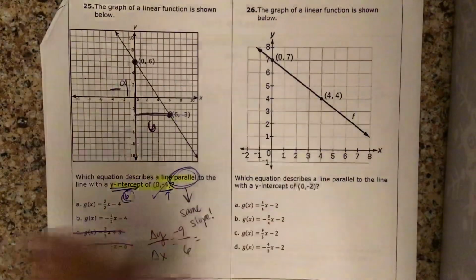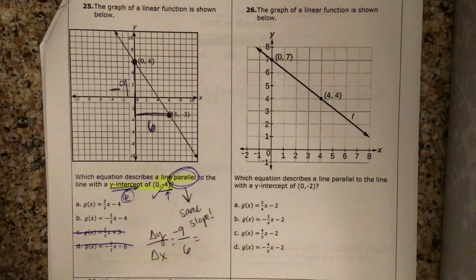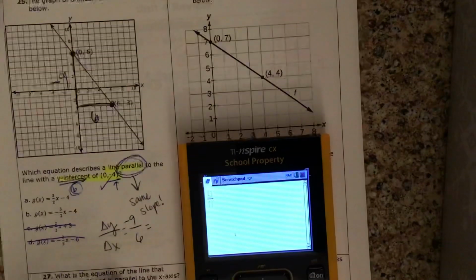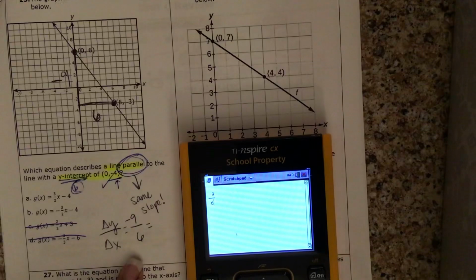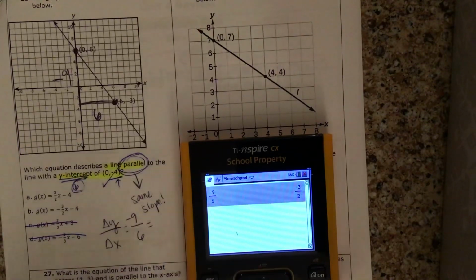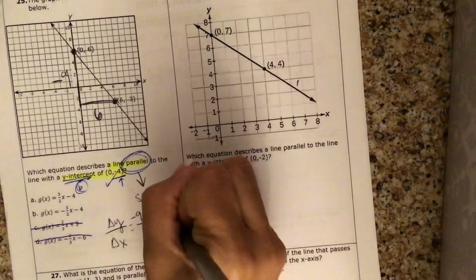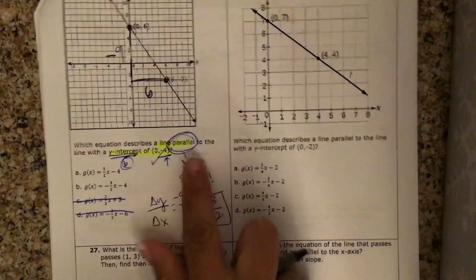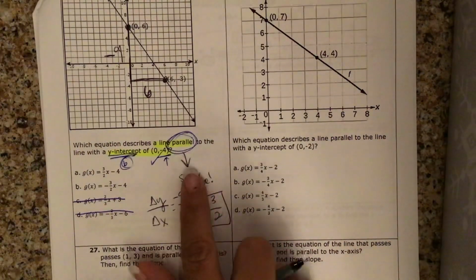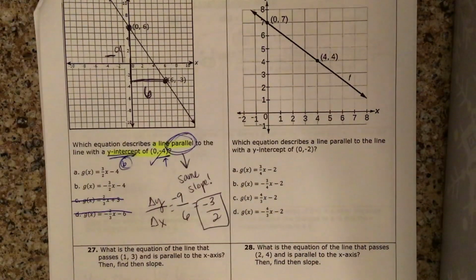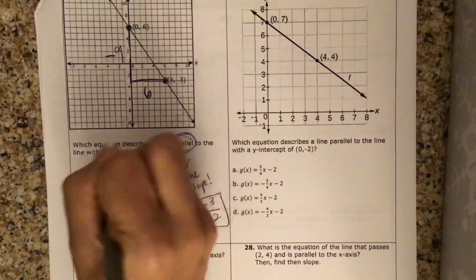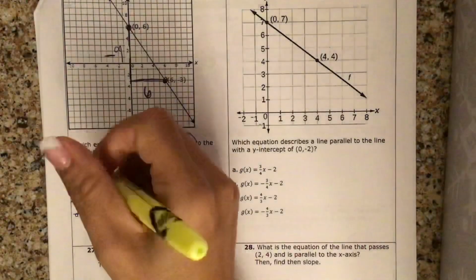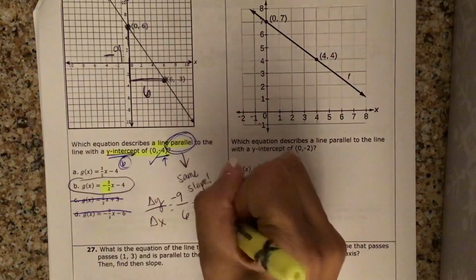That reduces. If you didn't know that that reduces, you could always just go to your calculator, control divide, and just type it in -9 over 6. That leaves you with a -3 over 2. That is the slope of this line. If that's the slope and they are parallel, it means it's going to have the same slope. So B has the same slope as this one here.